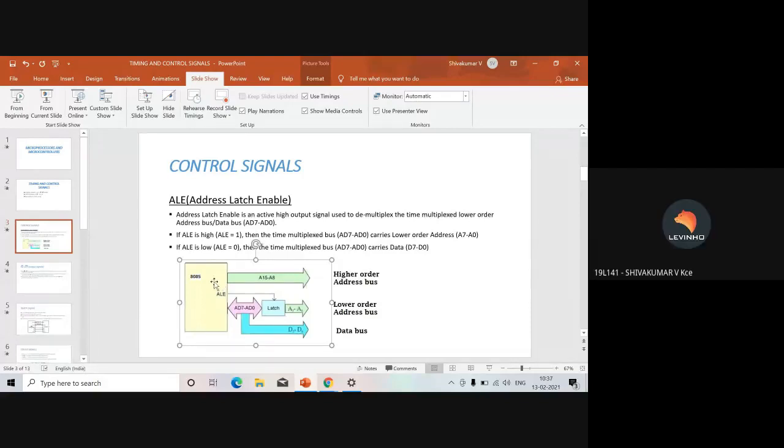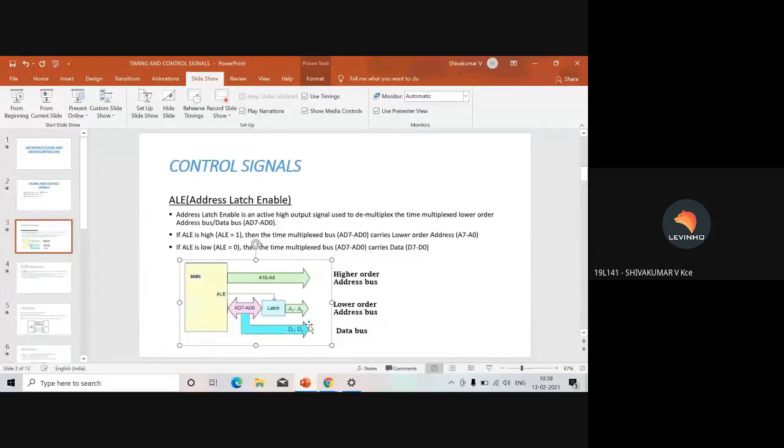Sir, during the ALE operation, first we have to address the memory locations. Only then we can transfer the data to the specified memory location. During that addressing, the address is 16-bit data. So in this first port, we have the higher order address bus. During the addressing, ALE gets enabled and the lower order address will be stored in A7 to A0, so that we can address the memory location. Only after addressing can we read the data and store it in the specified memory location. It's a sequence of operations, sir.